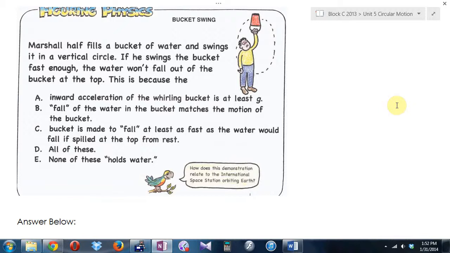Sadly, if you were quick, you already glanced at the answer. What did you see the answer was? Or did you see the answer? Maybe you didn't. You saw the answer. It said D, yes. I got to line these up next time.